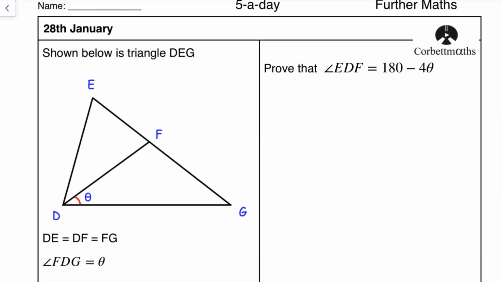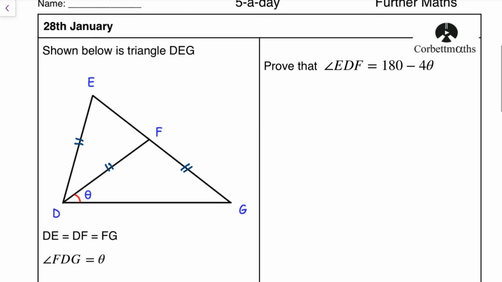Okay, so what do we have? Shown below is a triangle DEG. Let's mark this on the diagram actually. DE equals DF, so we have an isosceles triangle, and DF equals FG. So we have two isosceles triangles. And then it says FDG equals theta, which is marked on the diagram already.